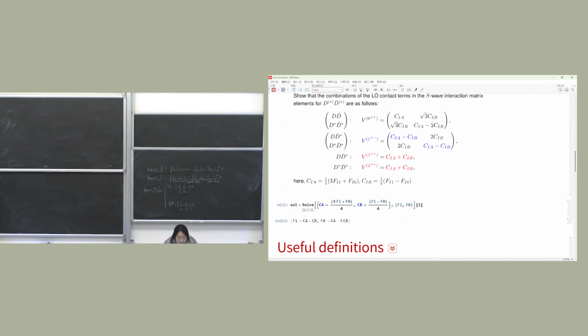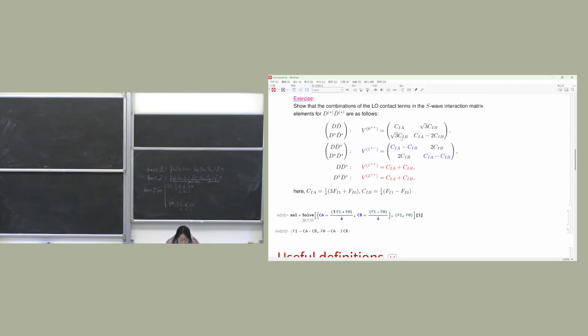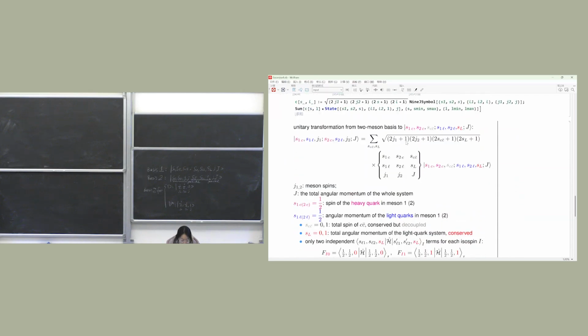The potential here represents, first, the cross section of DD bar to DD bar, and the second is DD bar to D star D star bar, and the same as this one. The last diagonal element is for D star D star bar to D star D star bar. Okay, this is the physical picture. Let's focus on, for example, this one, DD bar to DD bar.